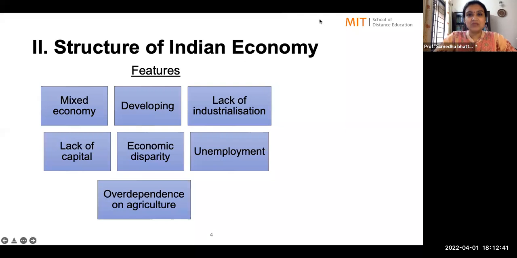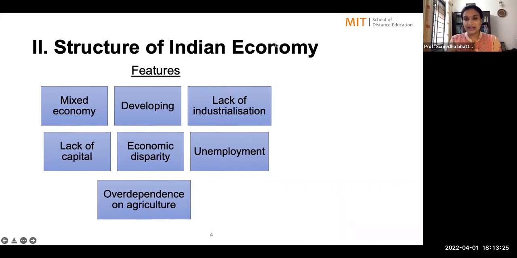Yes, ma'am. Now moving to the next module, structure of Indian economy. Here we are going to have a look at the various characteristics of Indian economy. One major characteristic feature is that it is a mixed economy. Mixed economy means there is coexistence of both public sector and private sector. Public sector means those enterprises which are owned wholly or partly by the government. That means government will have 51% or more stake in these companies. So those are called the public sector enterprises.